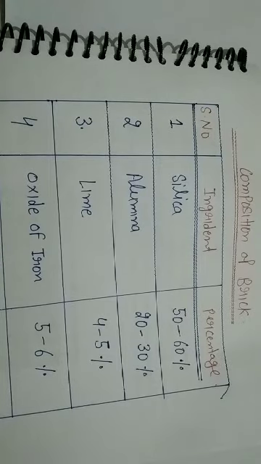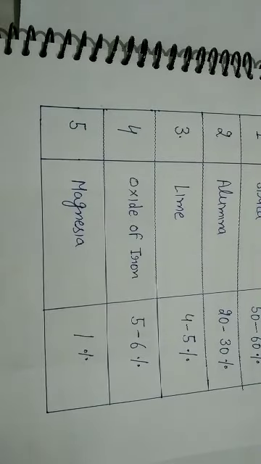Number 1 is silica, whose percentage is 50 to 60%, and the second ingredient is alumina and its percentage is 20 to 30%. And the next one is lime, and the percentage of lime is 4 to 5%, and oxide of iron, that is 5 to 6%. And the last one is magnesium, that is 1%. So this is the composition of the brick.